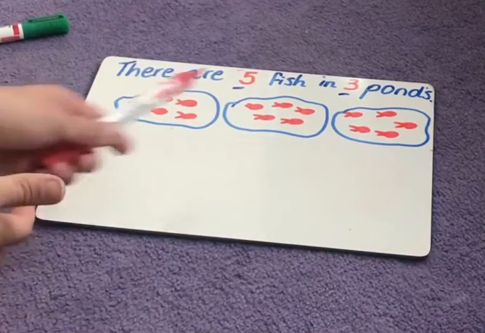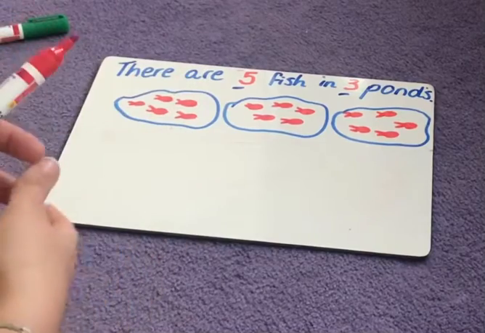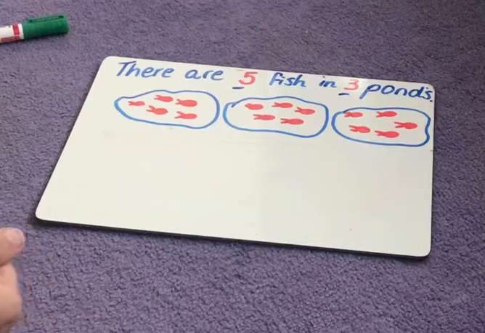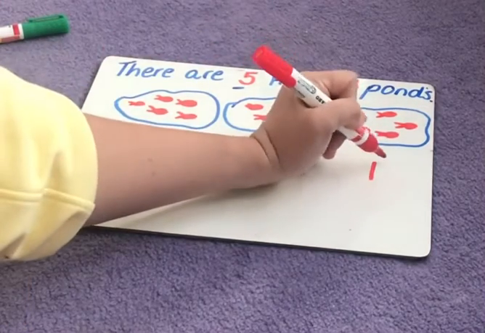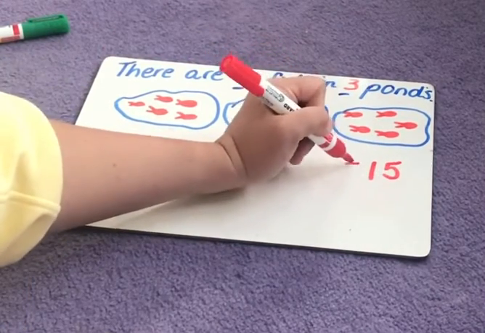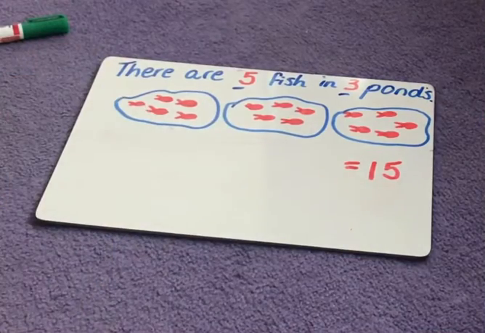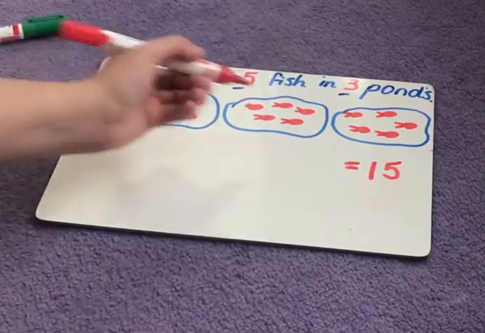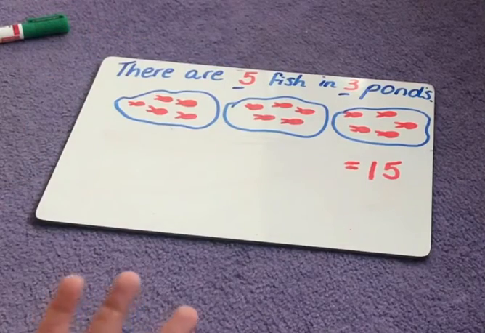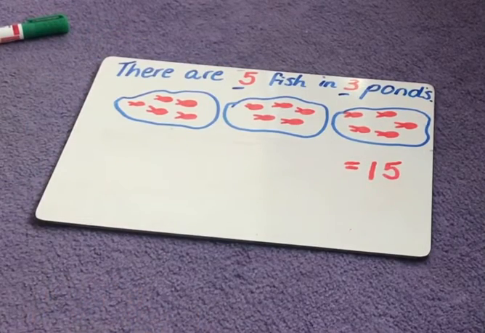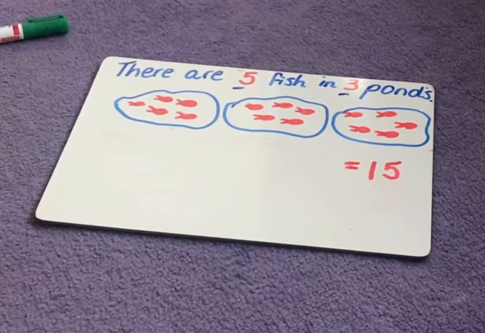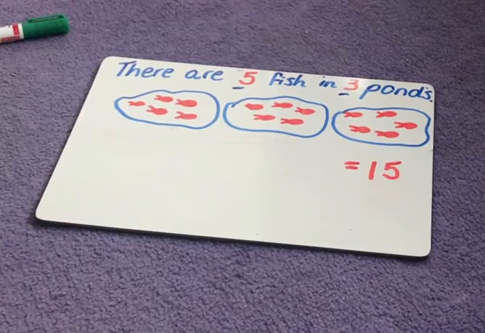I'm just drawing my 3 ponds, or 3 groups, with the 5 fish in each. But what's the answer? Well, I know that it's 15. Okay. But what you could do is you could just add up all the fish one by one. Okay. However, sometimes you might have a lot more fish in these ponds or groups, so it will take you too long.